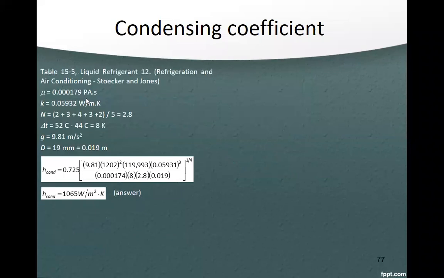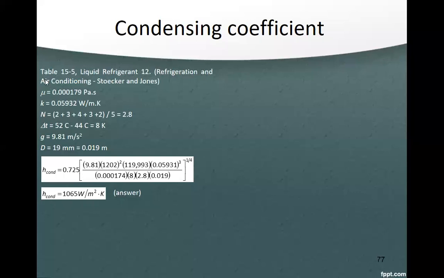So table, dito kasi doon, 15-5, liquid refrigerant 12, Refrigeration and Air Conditioning by Stoecker and Jones. Ito pa yung properties na makukuha mo yung dalawa. Yung nag-capital. So, sa table 15-5, mu is equal to 0.000174 Pascal second. Tingnan yung Stoecker and Jones. Sa loob ng text, sa libro, on the table 15-5, andun yung properties. K is equal to 0.05932 watt per meter Kelvin.